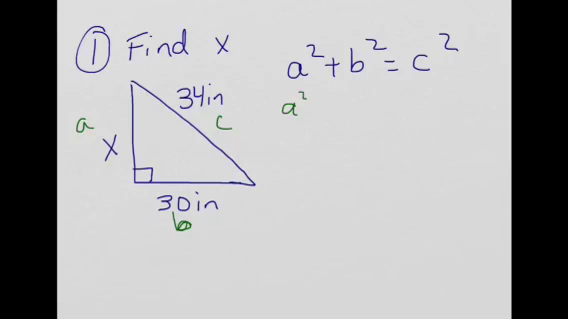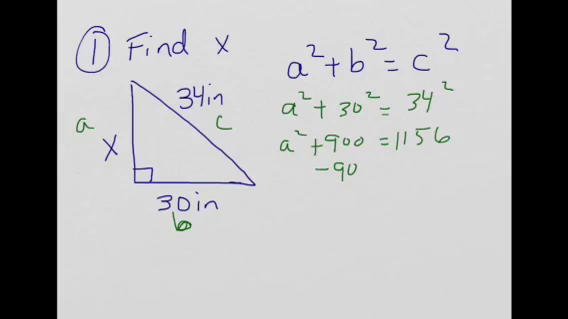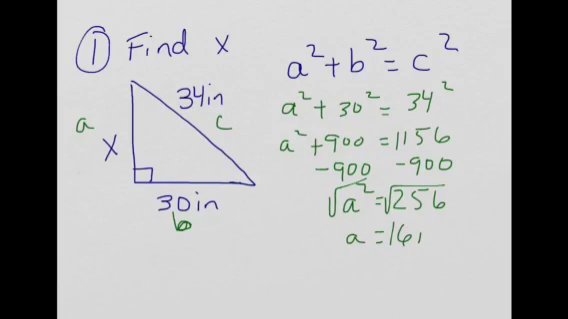So we're going to have a squared plus 30 squared is equal to 34 squared. A squared plus 900 is equal to 1156. Is the variable on the left? Yes. Is it by itself? No. So we're going to zero pair our 900. A squared is equal to 256. Find the square root. A is equal to 16 inches.